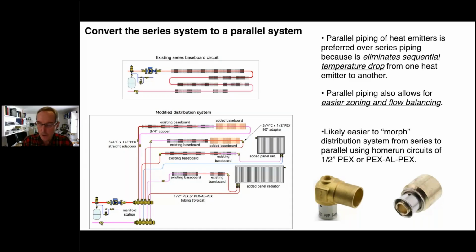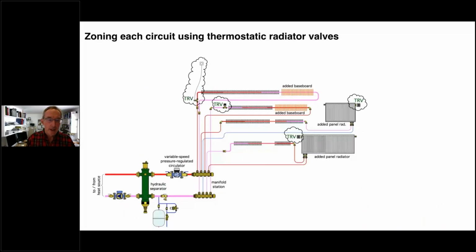These are going from 3/4 inch copper over to 1/2 inch PEX aluminum PEX. There are similar adapters for PEX. So making the transition between that typical 3/4 inch copper tubing and 1/2 inch PEX or PEX aluminum PEX, the fittings are out there to do that.